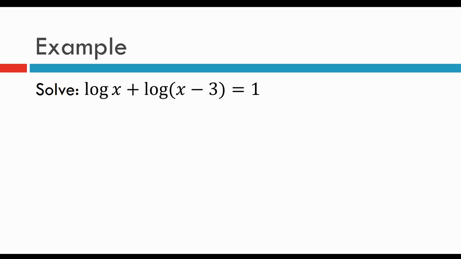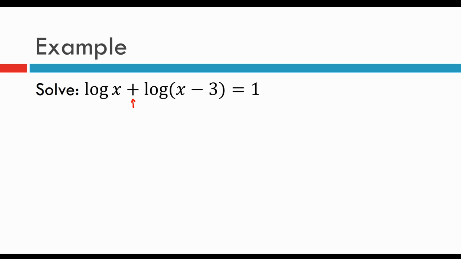Let's take a look at this one. We've got log of x plus log of x minus 3 equals 1. Notice that this time we do not have one single log isolated by itself. There are 2 logs in this problem. And this is why it's super important that we know our rules for condensing. Because these logs share the same base, and I have an addition sign in between them, we can follow the rules and we can condense it down to a single log.